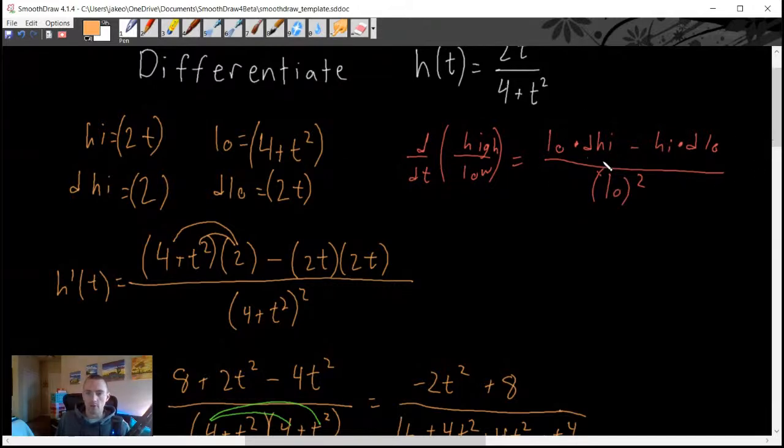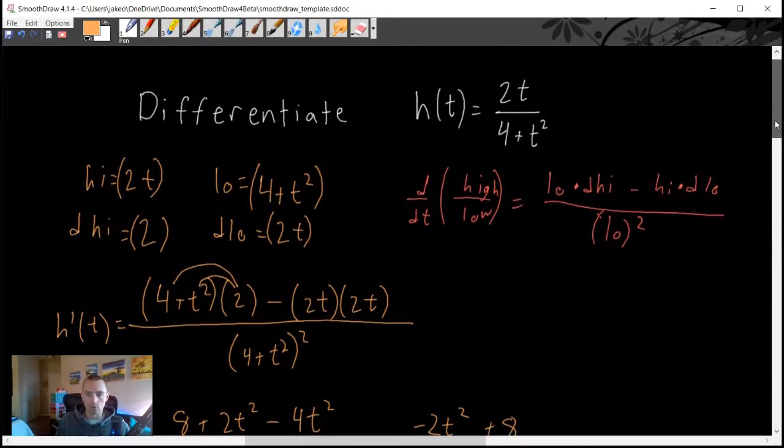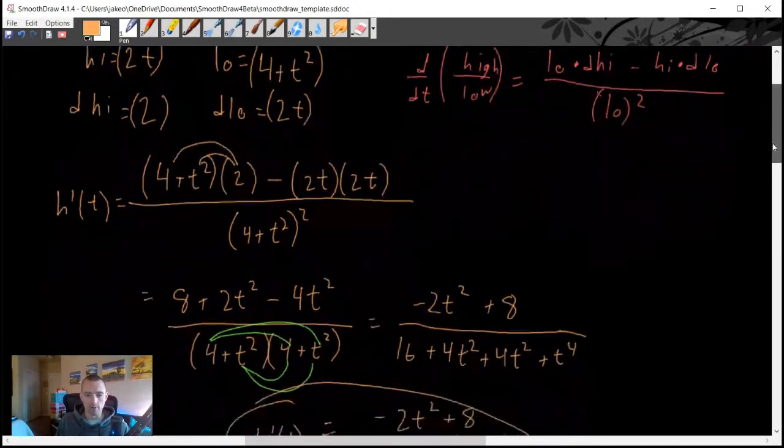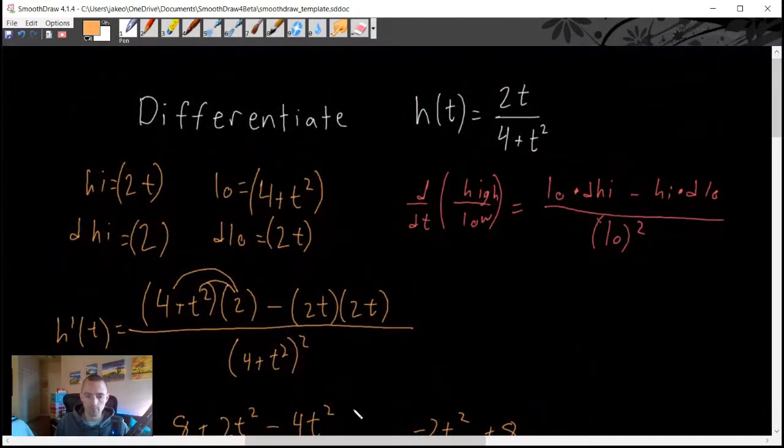And again, you do want to be very careful. The order of this numerator does matter. It's not like product rule where you can kind of switch the order around a bit to make it more convenient.